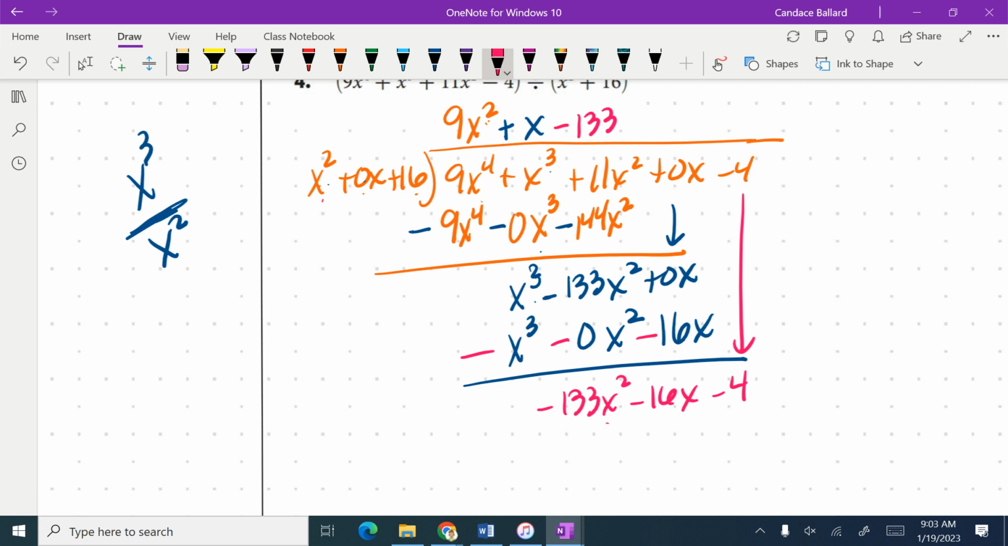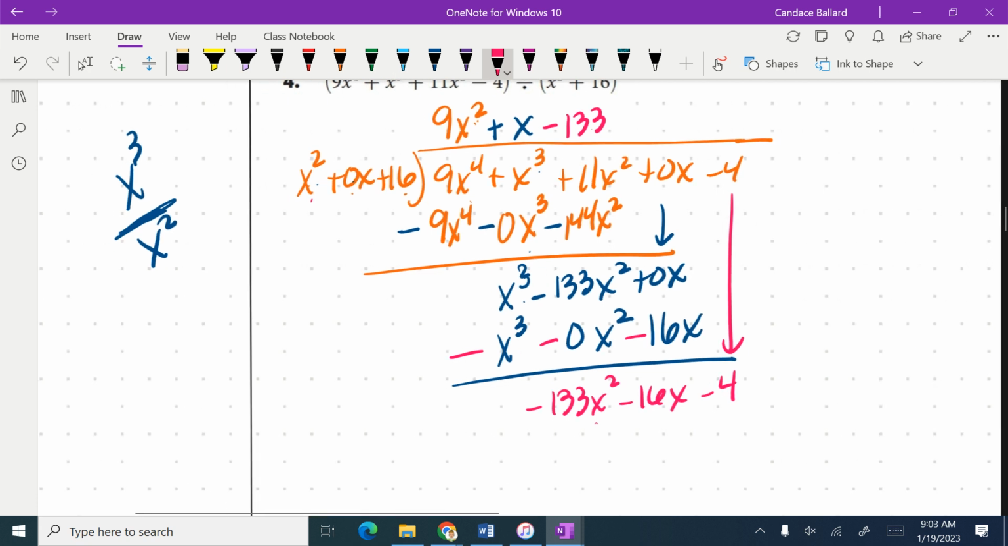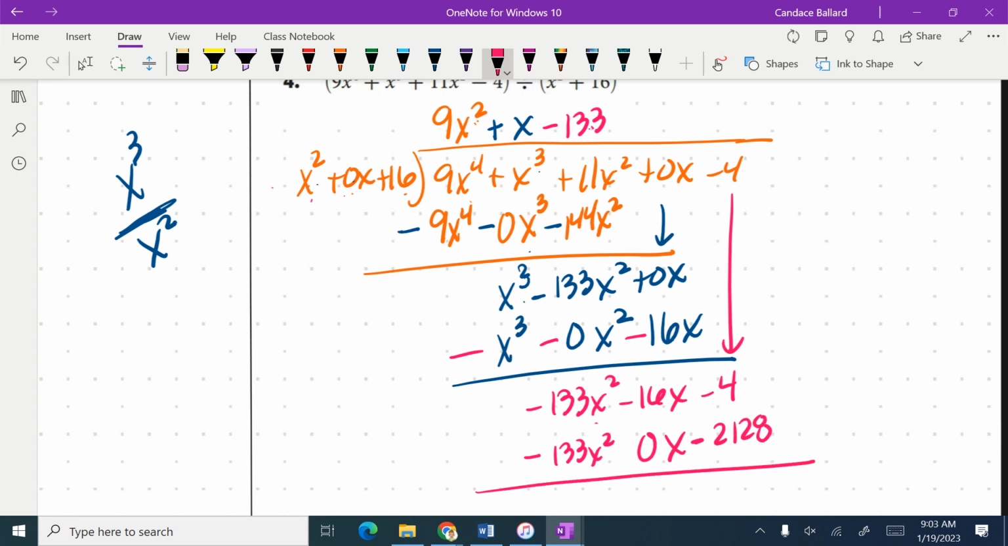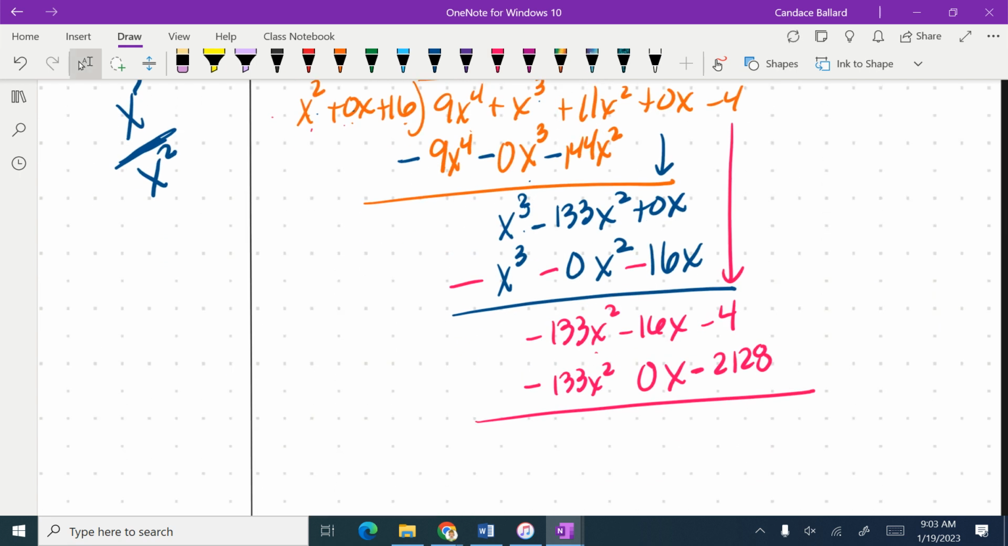Negative 133. Perfect. Okay, so I'm going to distribute that through. So negative 133 times x squared is? Good. Negative 133 times 0. 0 x's, right? All right, negative 133 times 16. I know it's going to be negative. 2,128. That was really nice. I stole these problems technically out of the textbook, so they picked some great numbers.